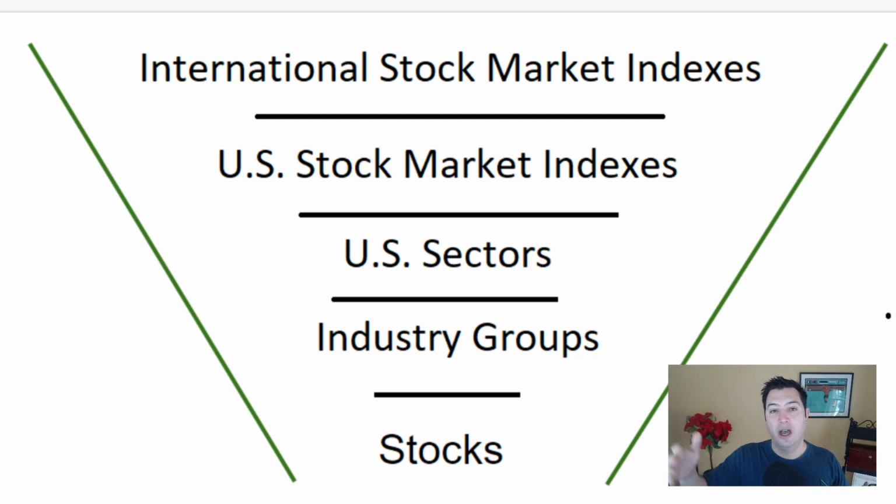So all of these sectors have industry groups within, and I think it's important to narrow it down there. And then ultimately, that's where we find the stocks. Because let's just say for whatever reason, we want to buy Abbott Labs. 95% of the reason why we're buying Abbott Labs has nothing to do with the chart of Abbott Labs.